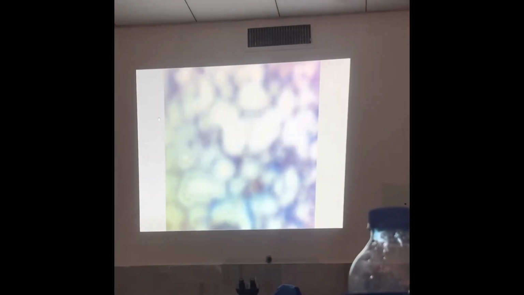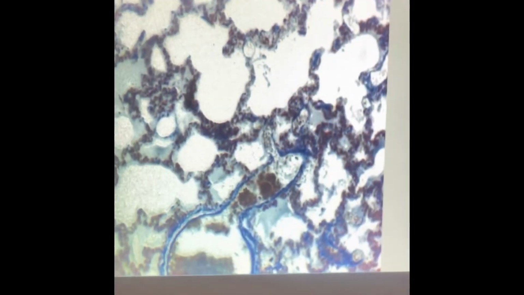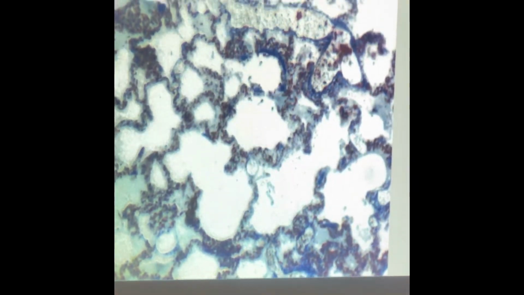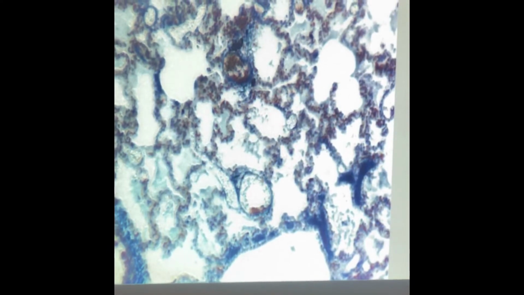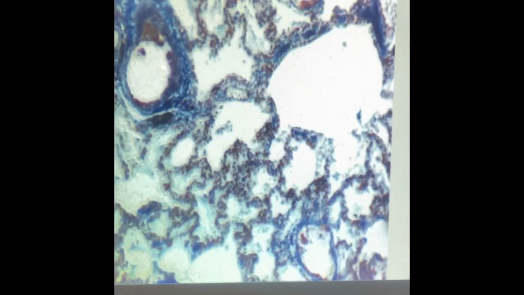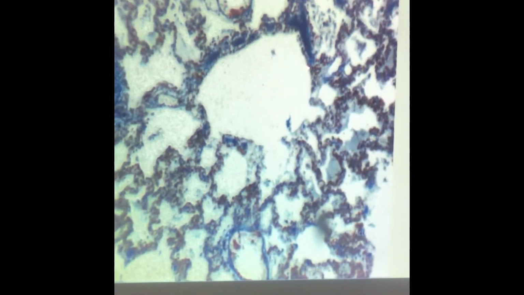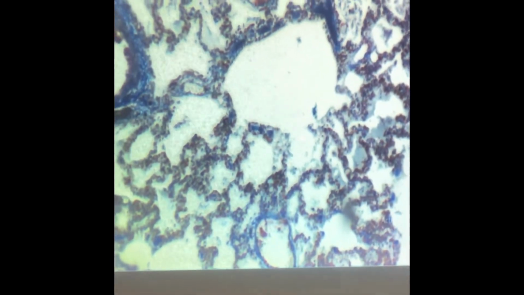First of all, you should recognize the section. Take a look. This section is taken from which organ, and why? Why is it a lung? Yes, because we have the bronchi. This is a bronchus. Here is a respiratory bronchiole, which is open to the alveolar duct and the alveoli. So this section is taken from the lung.